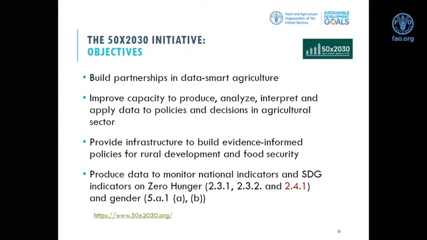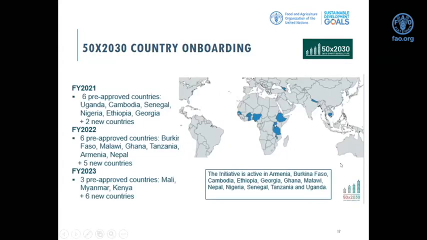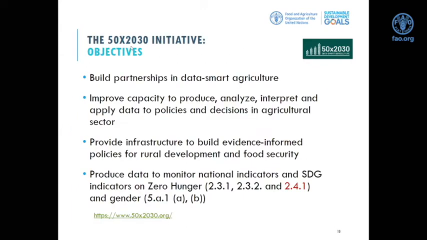Okay, now I will talk a bit about the 50x2030 initiative. It's a large initiative. We're open, there are some questions. Sorry, but since I'm sharing the screen, I cannot mute the participants. So please, everybody, mute yourself because Flavio is still presenting. If you have any questions, raise your hand during the presentation also.